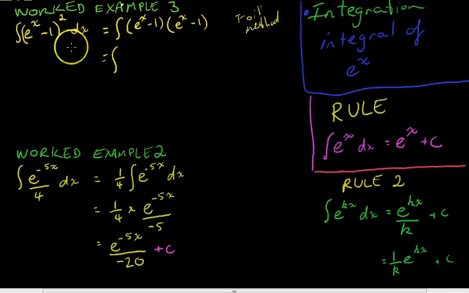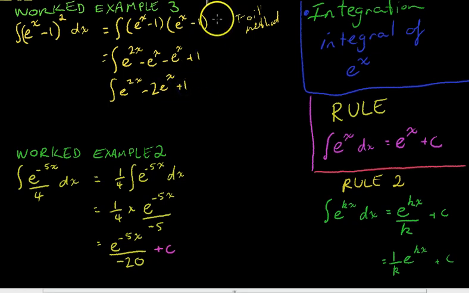e to the x times e to the x, that'll be e to the 2x. Now e to the x times negative 1 will be negative e to the x. e to the x times negative 1 will be negative e to the x. And negative 1 times negative 1 will be positive 1. Finally, e to the 2x minus 2e to the x plus 1. Now all of this should be with respect to x. Once we've finally done that, we can start integrating it.